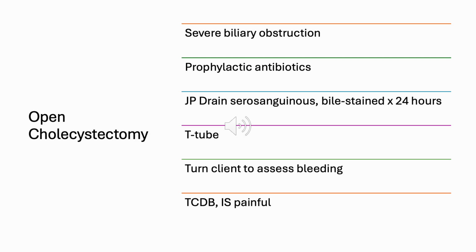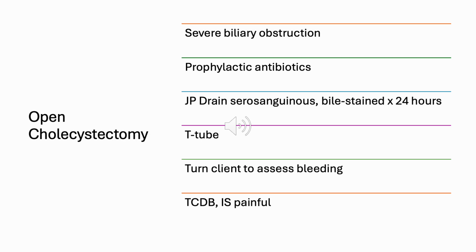The open cholecystectomy is not performed that commonly anymore. When I first came into practice, this was the only option if somebody needed gallbladder removal. And now it's reserved for people that have severe biliary obstruction, like due to cancer or chronic disease. Patients are given prophylactic antibiotics. They will have a JP drain after this type of surgery. It's going to drain serosanguinous fluid, which you would expect with JPs after surgery. However, for an open cholecystectomy, the drainage may be bile stained for the first 24 hours.